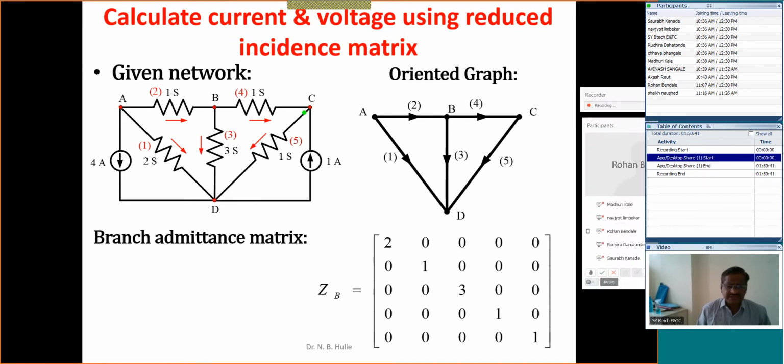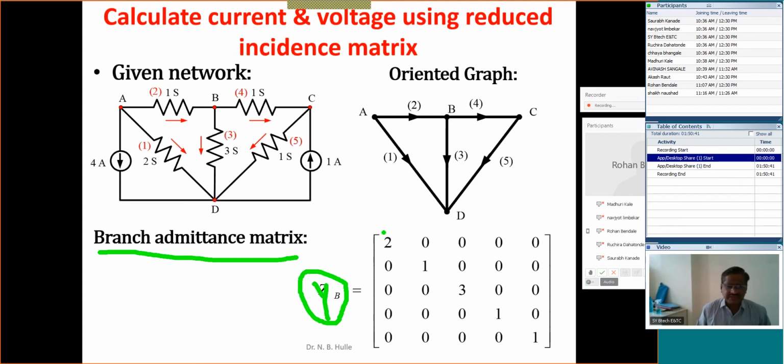What is the next? Next, we have to prepare this matrix, not ZB, YB, that is branch admittance matrix. This Z name, I have forgotten to remove it. This is actually the YB, that is branch admittance matrix. This is YB, that is branch admittance matrix. How is the branch admittance matrix?